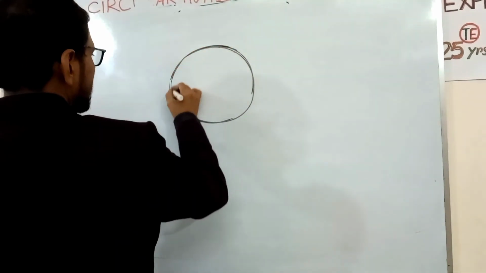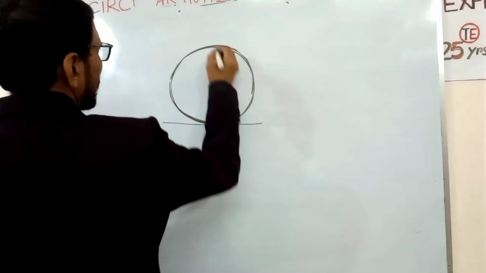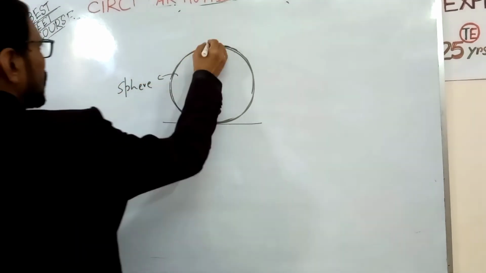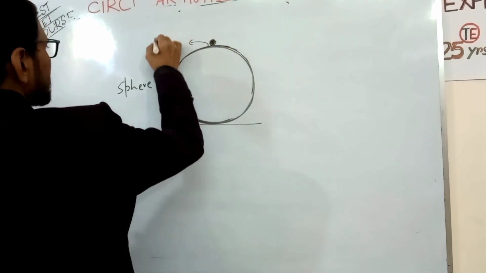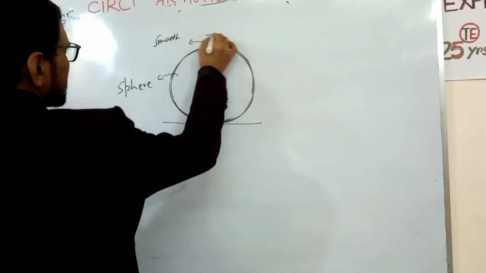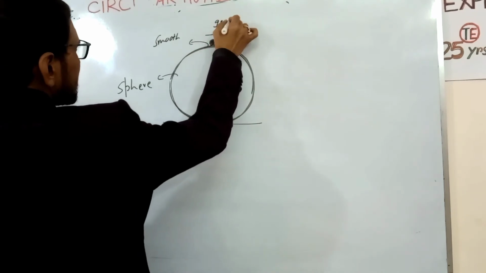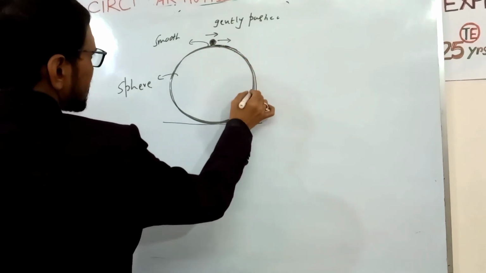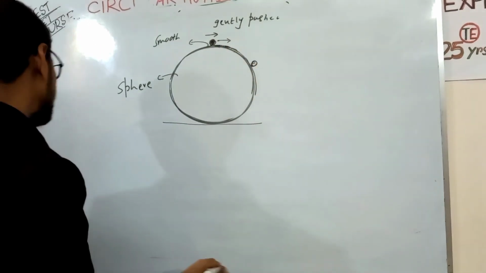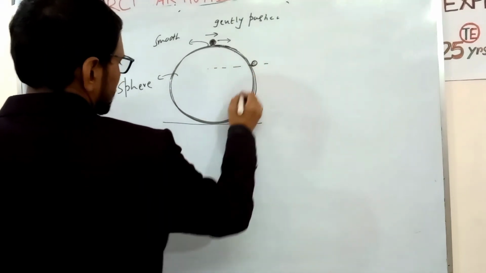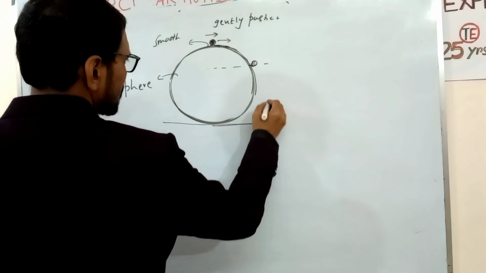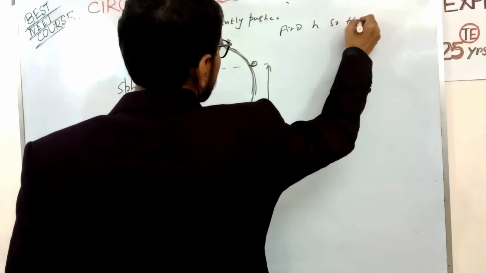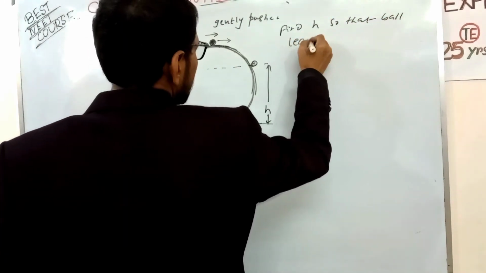Now a small ball is placed on the top of a sphere, and this is a smooth surface. Suppose the ball is gently pushed, so the ball moves to slide along the surface of the sphere. At a point the ball leaves contact with the sphere. What is the height from the ground at which the ball leaves? So find h so that the ball leaves the surface.